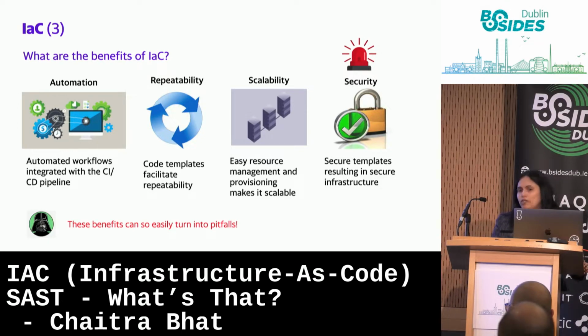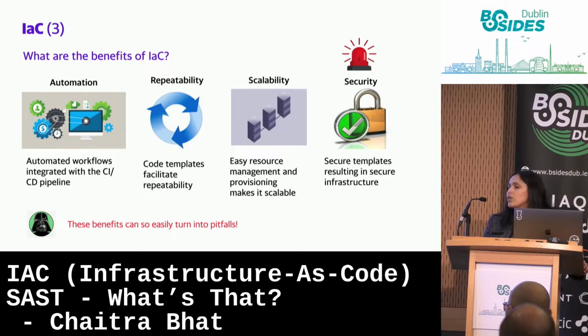So IAC has a lot of benefits, and that's why I said it's a smart thing to do. It helps you automate your workflows. And because it's in the form of a file, you can repeat it. You can use the same file or template to deploy and provision your infrastructure in different regions, or maybe hand it over to other teams in your organization as a reference template.